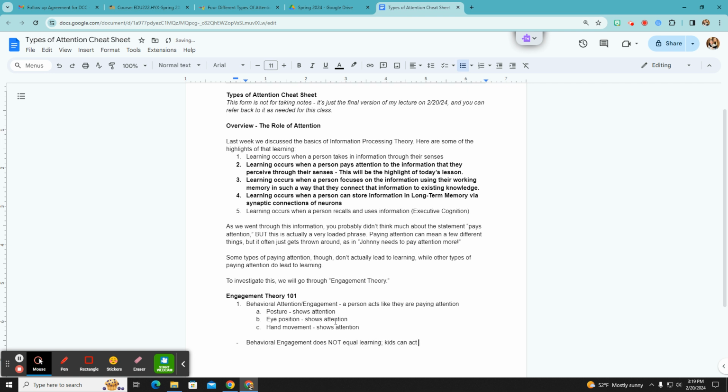Kids can act like they are thinking, but not think, right? That's the difference between this first type of engagement and the next ones we're going to talk about. You can have the posture of learning. You can have the hand movement of taking notes. Your eyes can be looking at the screen and at the teacher, and nothing can be going on in your brain, right? Behavioral engagement does not equal learning. Kids can act like they're thinking, but not think.